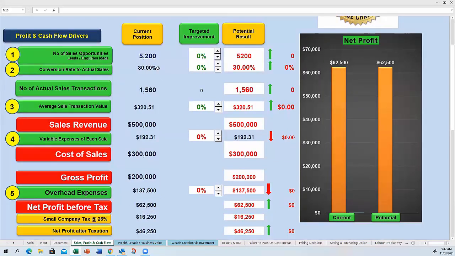The conversion rate, the average transaction value, variable expenses, cost of sales, and these taxation figures down here have all been automatically calculated and have flown through. Now on the right here you can see the graph which shows our current position and our potential position after making some changes.